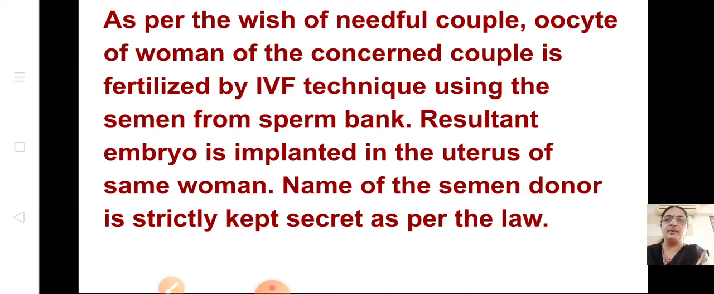The resultant embryo is implanted in the uterus of the same woman. After fertilization outside in the test tube, it is implanted into the woman. The name of the semen donor is strictly kept secret as per the law. Okay, it is a secret. Nobody will know who is the donor of that semen. Okay, this was a sperm bank.